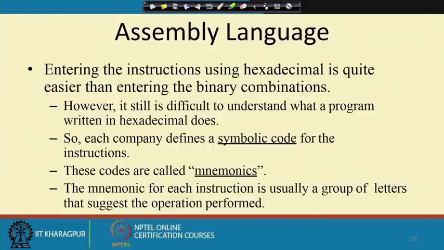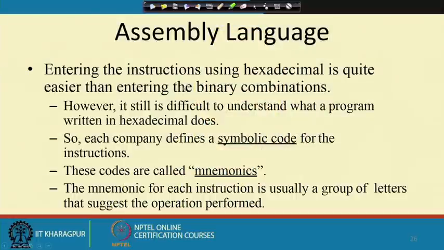A mnemonic for each instruction is usually a group of letters that suggest the operation to be performed. Like move is a mnemonic, add is a mnemonic. That way it is telling the operation that we want to perform. So, an assembly language statement will consist of the mnemonic and the operands on which that operation will be done.